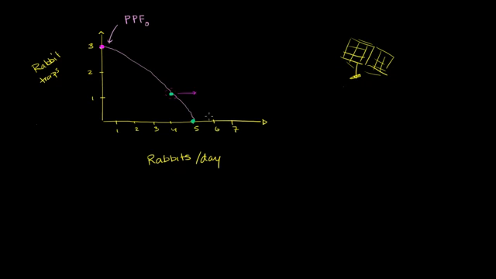But maybe now he can catch 6 rabbits a day. So it might look something like that. So now he could either stop making rabbit traps and catch 6 a day, just with that 1 rabbit trap he has, or he could continue. And now actually he can catch 5 rabbits a day and still make 1 rabbit trap a day. And maybe he decides to do that.